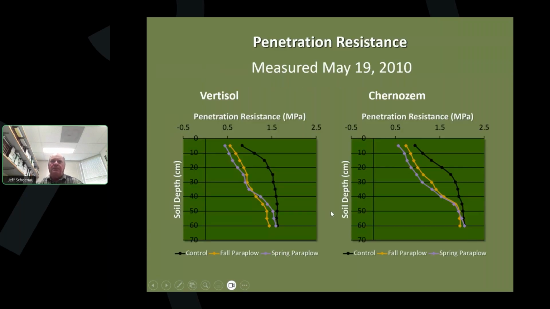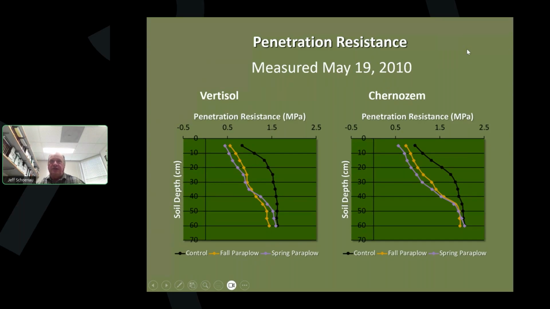So the first thing I'll talk about is the penetration resistance or soil strength. This was measured in mid-May, following treatments of a fall paraplow operation in the fall preceding and a paraplow operation in the spring, just before seeding. And we measured in the middle end of May. And what you can see here really quite clearly on both the clay vertisol and the loamy textured Chernozem compared to the control, the paraplowing was very effective in reducing the soil strength all the way down to the depth of operation, about 45, 50 centimeters in both those soils.